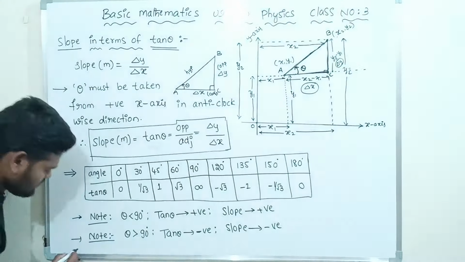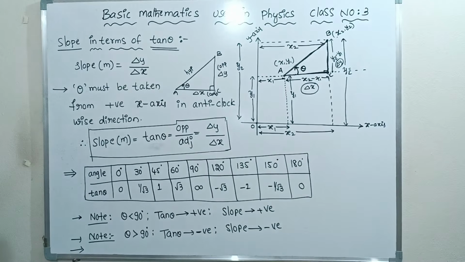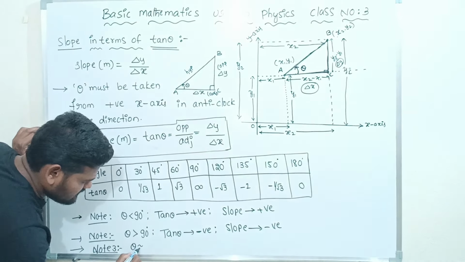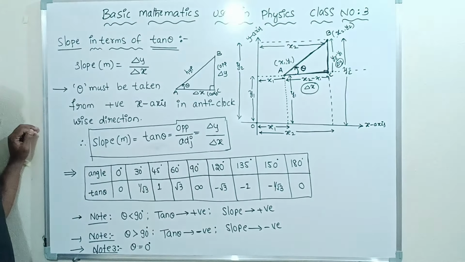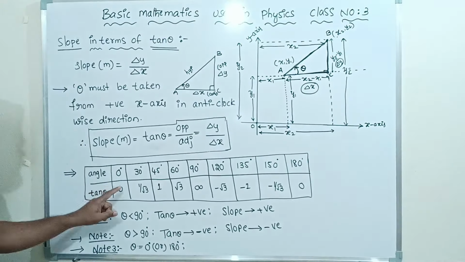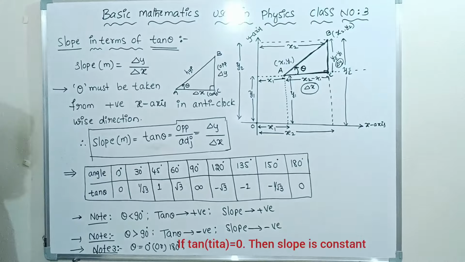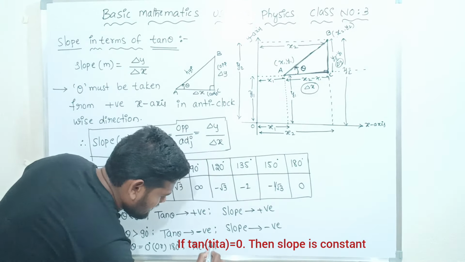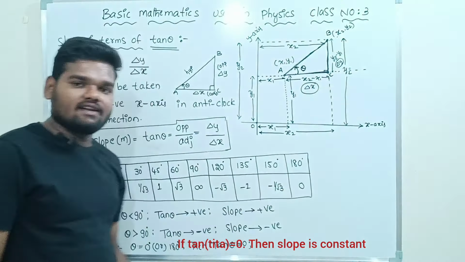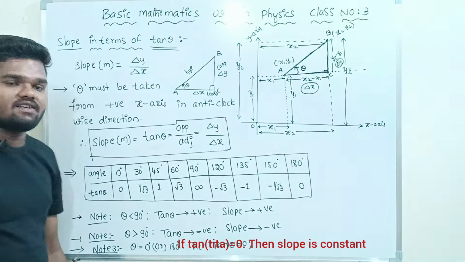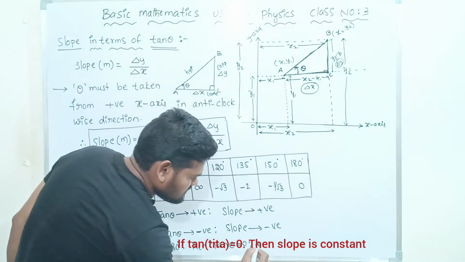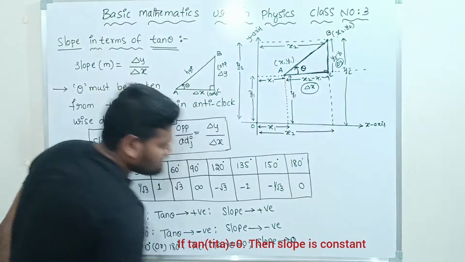Is it clear? Note number 3. Are you able to see the board? Note number 3. If theta is equal to 0 degrees or theta is equal to 180 degrees, then tan theta is equal to 0. See, at angle 0 degrees and angle 180 degrees, the tan theta value is how much? 0. If tan theta becomes 0, then the slope is equal to 0. Then the slope tends to 0. Is it clear?